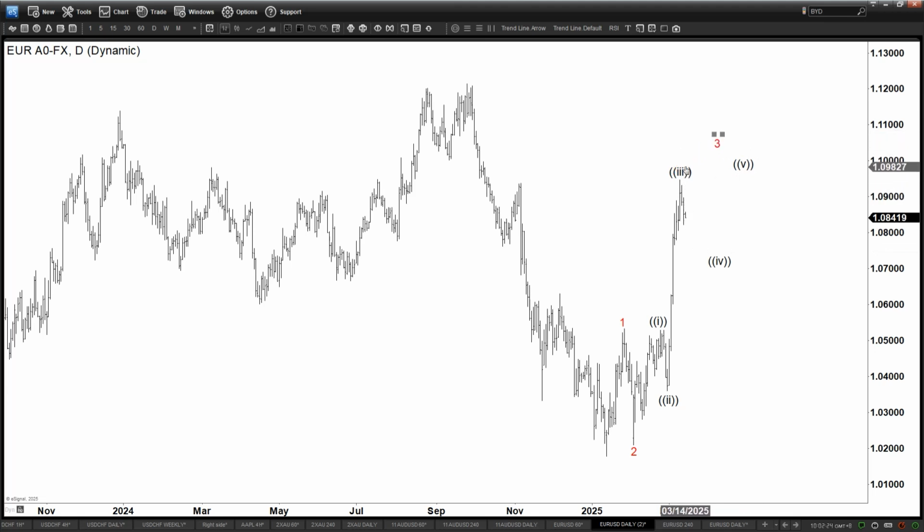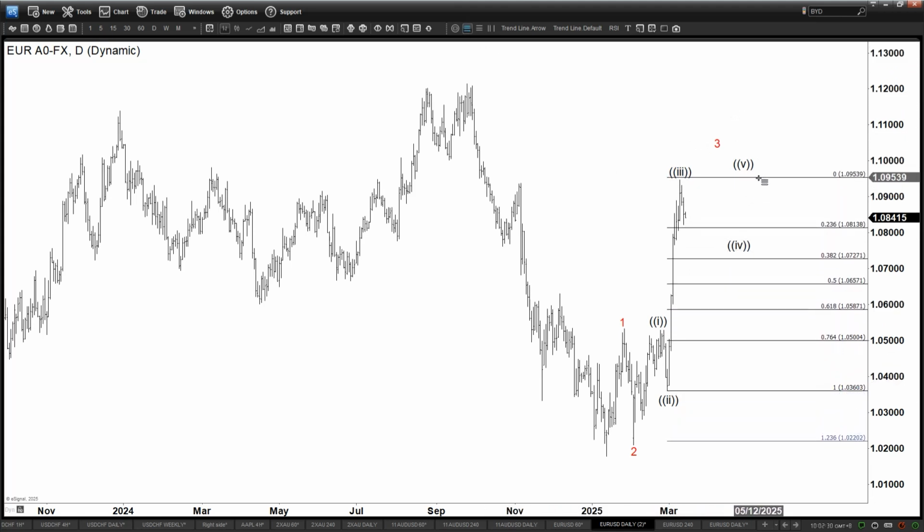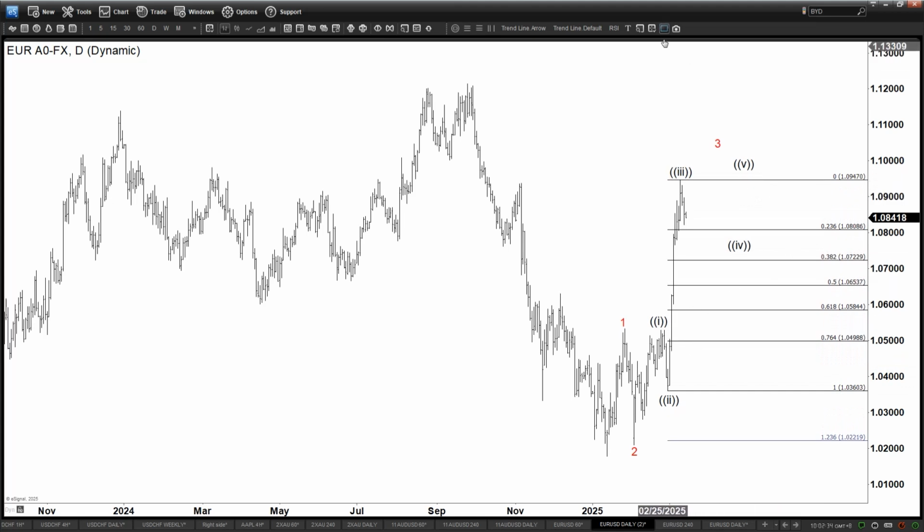So what happens if this is wave 3? Typically wave 4 is somewhere between 23.6 and 38.2. So if you do the retracement, you can see this is a possible area where your wave 4 could be ending, between 1.0808 and 1.0720.